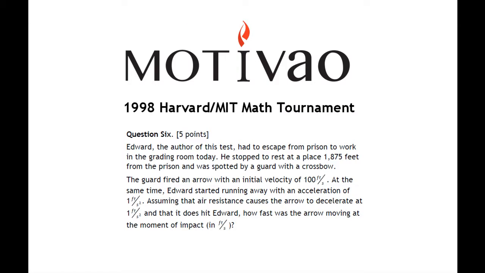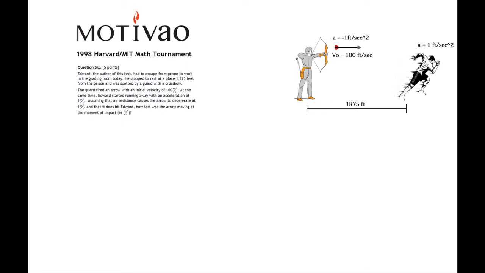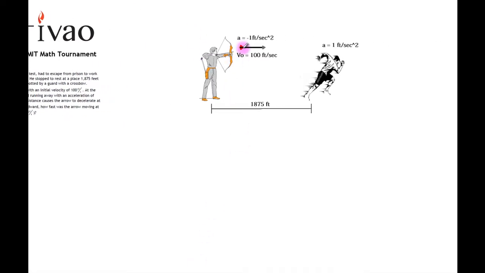So notice for this exercise that we need two equations. We need the equation for the arrow and the equation for Edward. So let's start with Edward's equations. The acceleration of Edward with respect to time is just 1 feet per second squared. It's a constant, right?